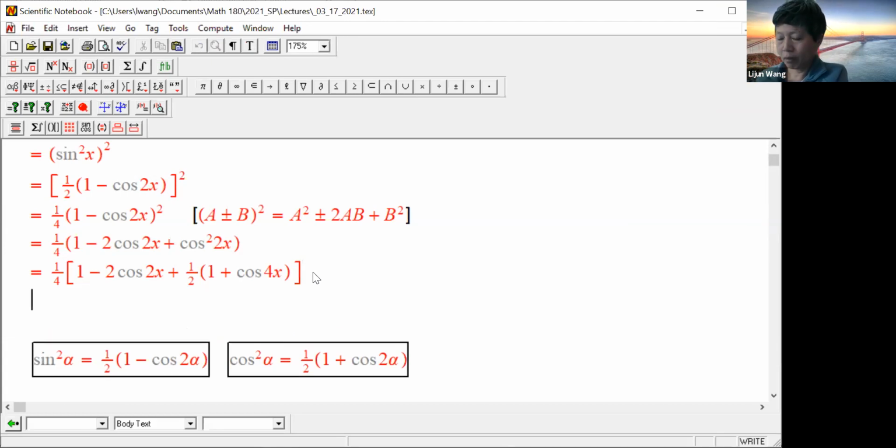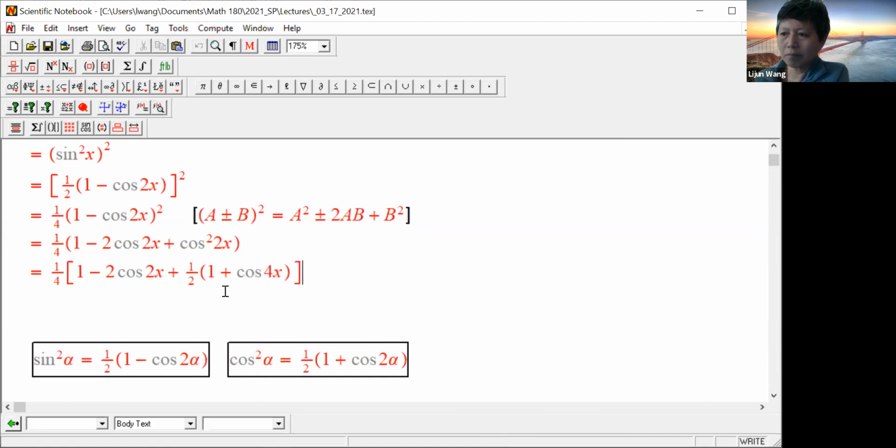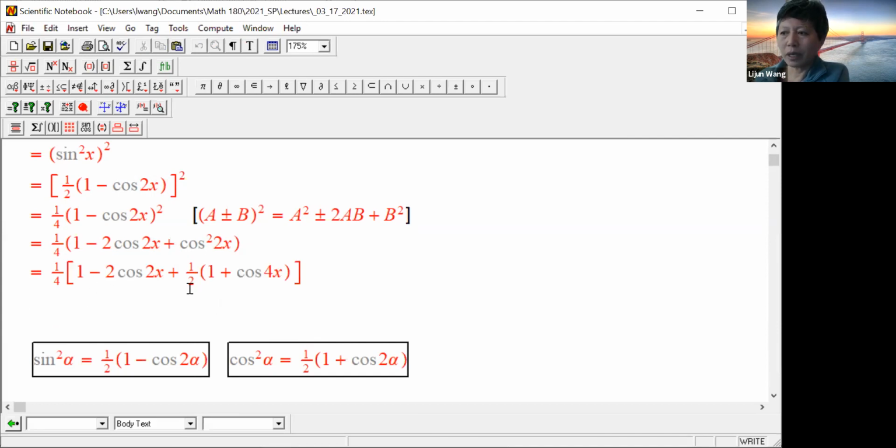Okay. The next part is reducing. Because if you integrate this form, it's going to be even more complicated. You don't want that, so it's better you simplify this before you do the integration. How do we do that?